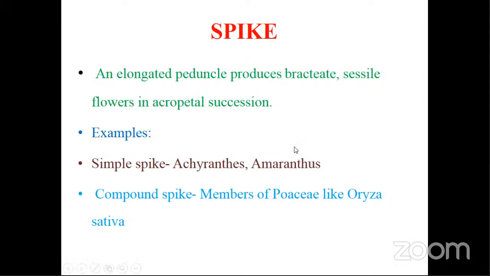If the peduncle is unbranched, they form simple inflorescence. If the peduncle is branched, they form compound inflorescence. Examples of simple spike are Achyranthes and Amaranthus. You are familiar with Amaranthus, thotakura. And for compound spike, members of Poaceae, paddy, wheat, etc. Compound spike is a characteristic feature of members of Poaceae. Poaceae members are paddy, wheat, jowar, bajra, sorghum, etc. In all these, we see compound spike type of inflorescence.